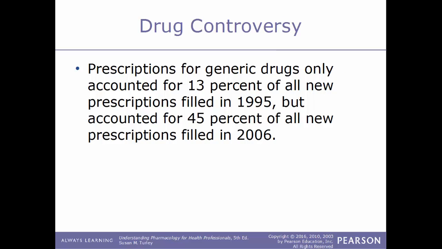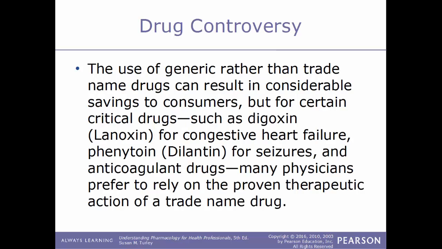Prescriptions for generic drugs only accounted for 13% of all new prescriptions that were filled in 1995, but accounted for 45% of all new prescriptions filled in 2006. So the use of generics rather than the trade name drug can result in considerable savings to consumers. But for certain critical drugs, such as Lanoxin for congestive heart failure and Dilantin for seizures, and some anticoagulant drugs, many physicians prefer to rely on the proven therapeutic action of the trade name drugs.